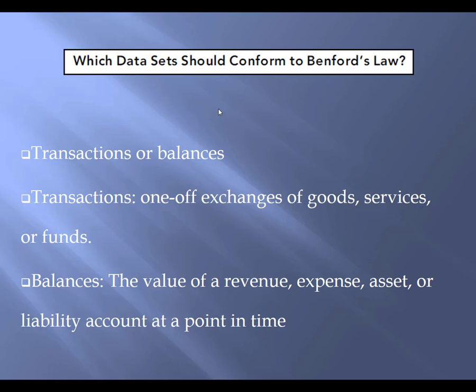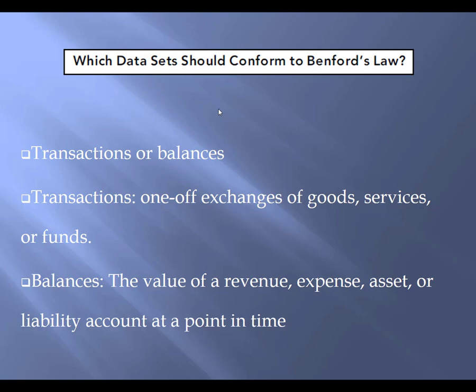Which data set should follow Benford's Law? I need to divide my accounting data into the first two categories there: transactions or balances. Transactions are one-off things that happen. You buy something, somebody buys something from you. It's an exchange that happens at a particular point of time, and it isn't repeated.